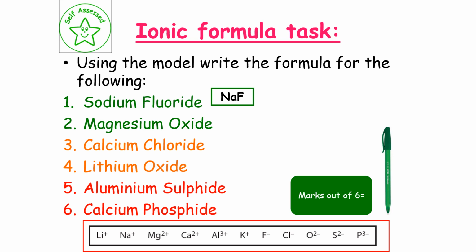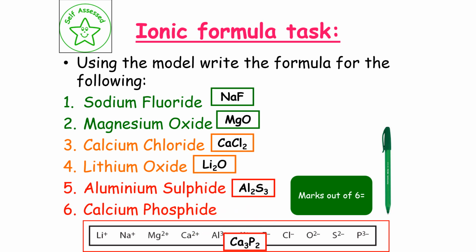Okay, now when you have Na+ and F-, they cancel out and you end up with NaF. Same goes with magnesium. Magnesium's at Mg2+, O2-, and then you end up like that. Okay, so do put them together. Essentially, you want them to be equal.